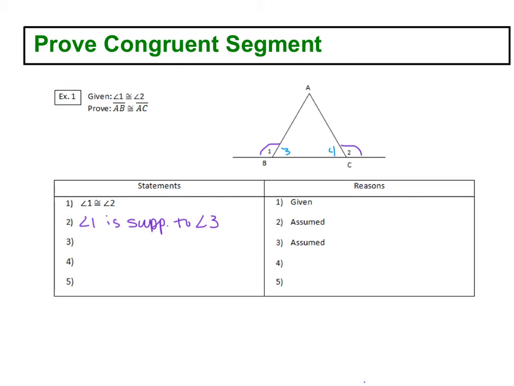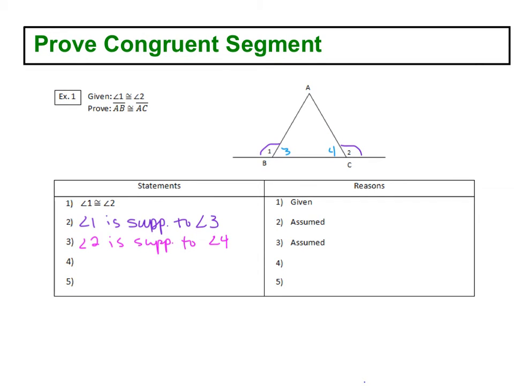Going off of that same logic, we can say the same thing over here. Angle 2 will be supplementary to angle 4. So angle 2 is supplementary to angle 4. And again, that is assumed. Straight line with this angle, you can assume that those two are supplementary.